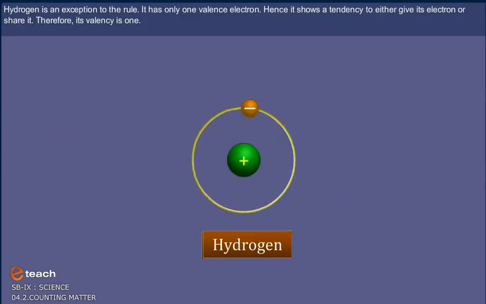Hydrogen is an exception to the rule. It has only 1 valence electron. Hence, it shows a tendency to either give its electron or share it. Therefore, its valency is 1.